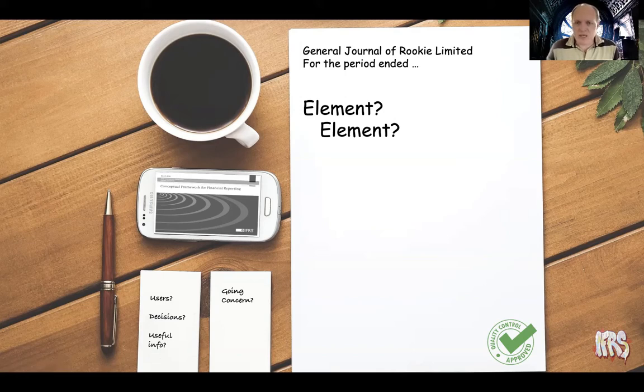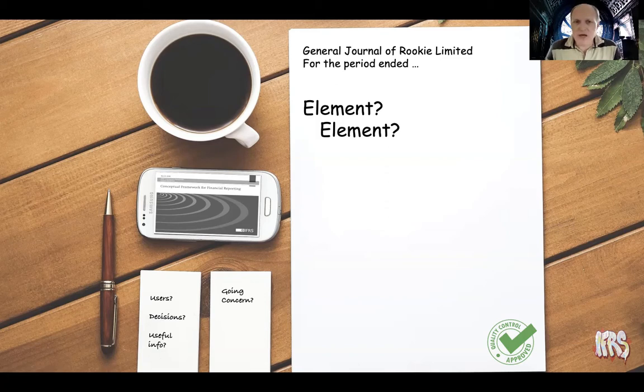So we have these elements. So very important, please, if you're asked to discuss recognition, you first of all need to establish if there's an element. Once you've established there's elements, now you go to the next step in your recognition criteria, and that's going to be whether we can give relevant and faithfully represented information.